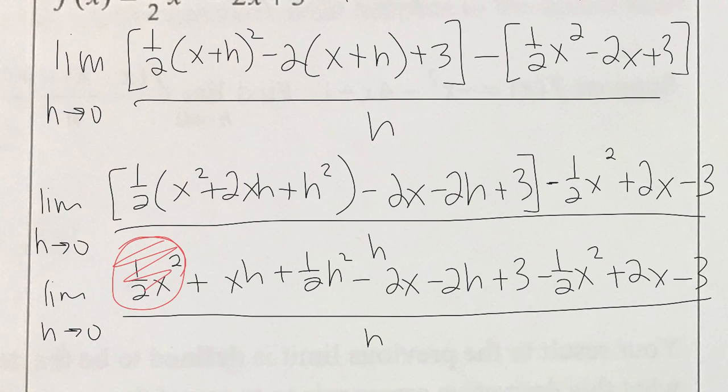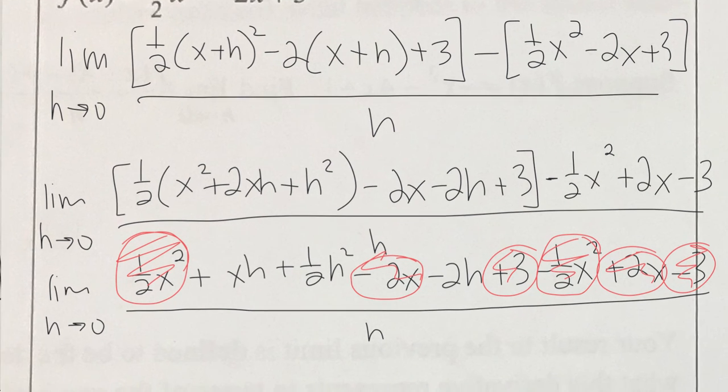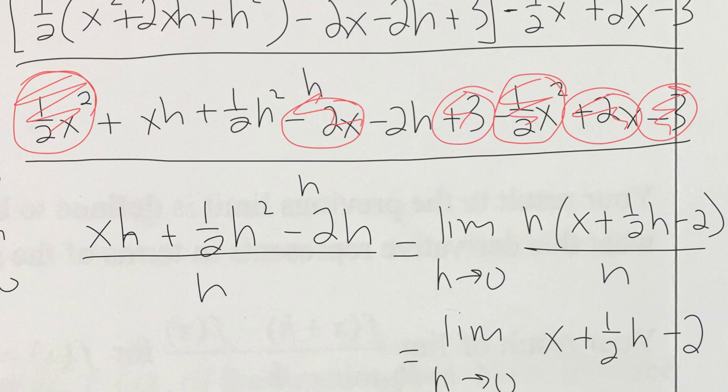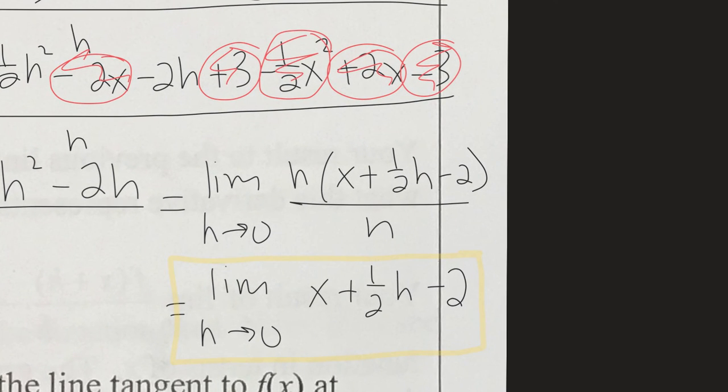So we have 1/2 of x squared minus 1/2 of x squared. We have a minus 2x and a plus 2x. We have a plus 3 and a minus 3. So all of those things are able to cancel out, and we're left with just one equation with h. Simplifying that all down gives us the limit as h goes to 0 of x plus 1/2 of h minus 2. So now we can do our direct substitution.